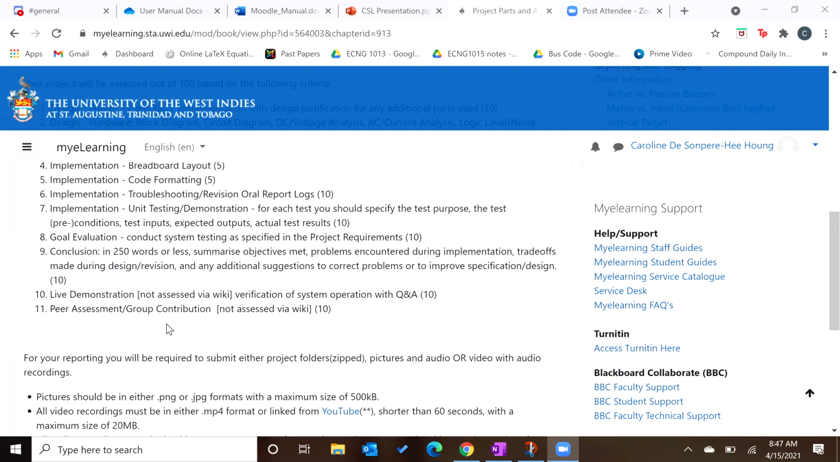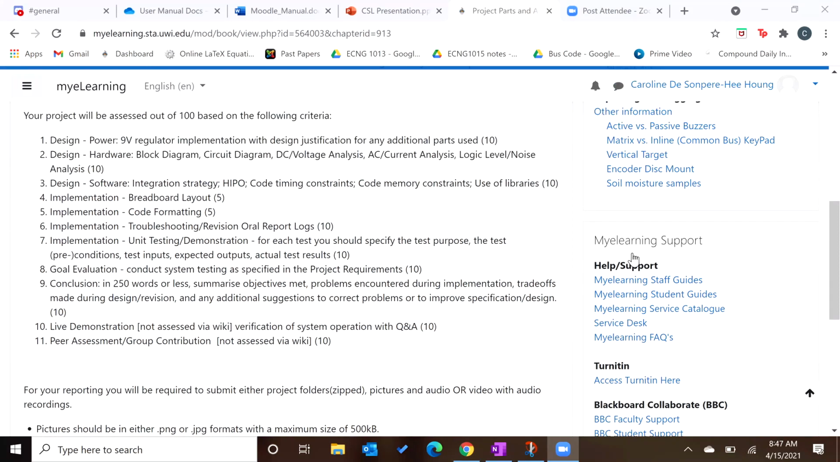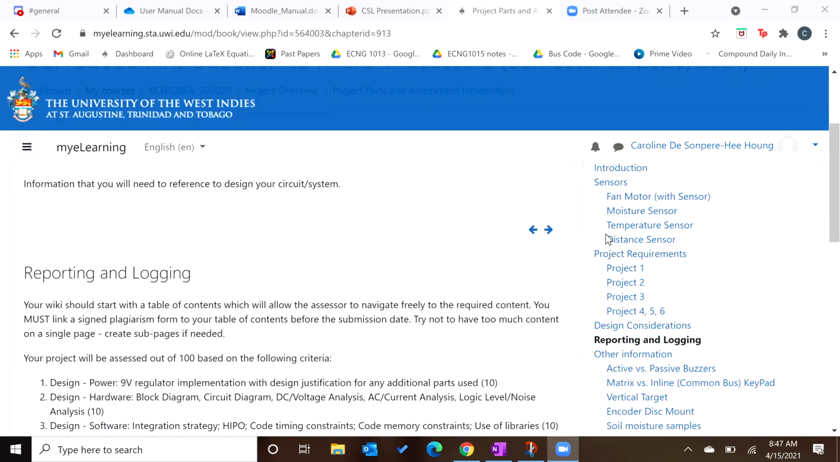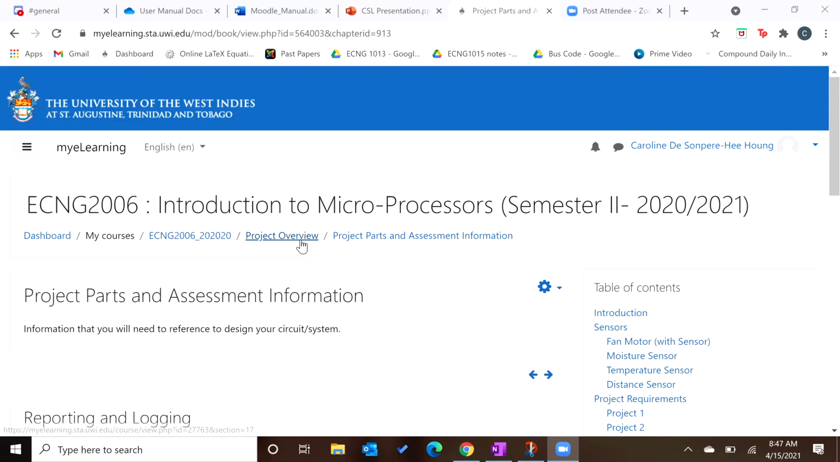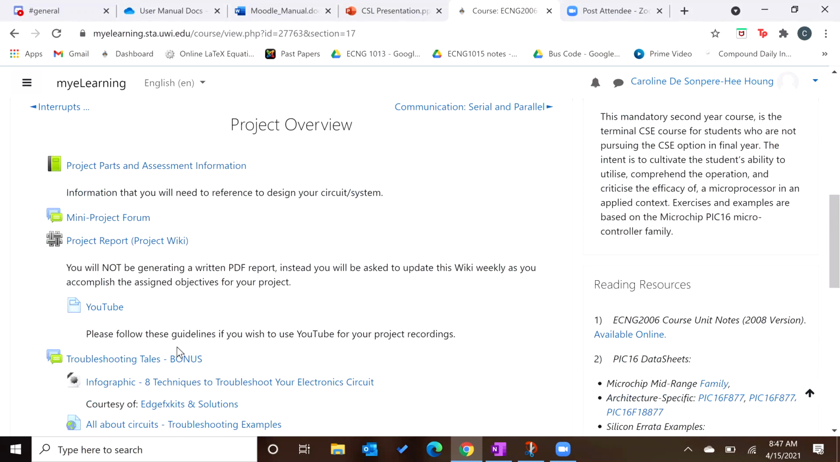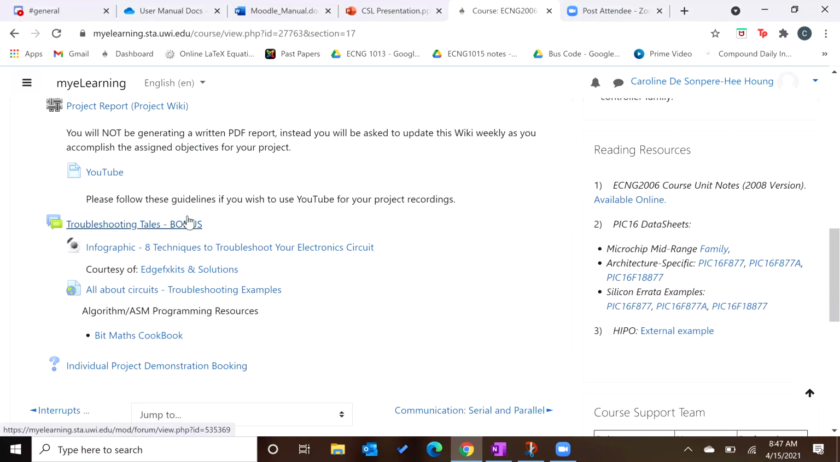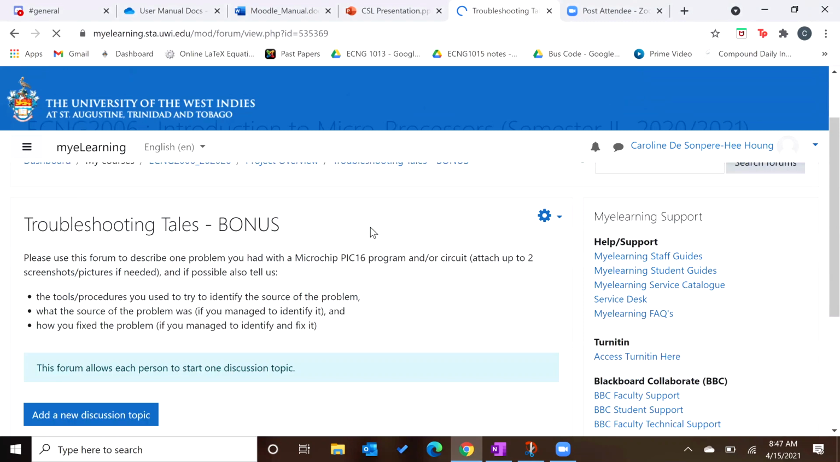If you go back in the project section, you'll see there's a thing called troubleshooting. At least I hope it's there, because you know me, I always forget to put the slide. Troubleshooting tales. So sorry. So you get a bonus if you post a troubleshooting tale, right?